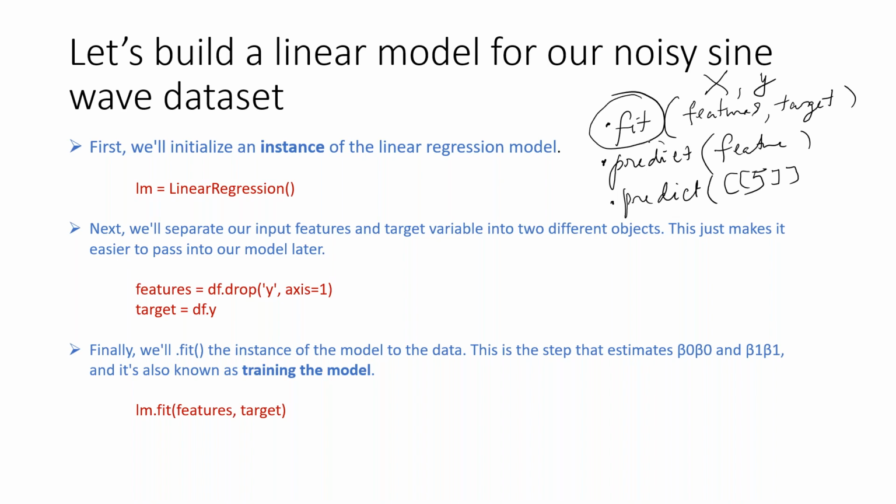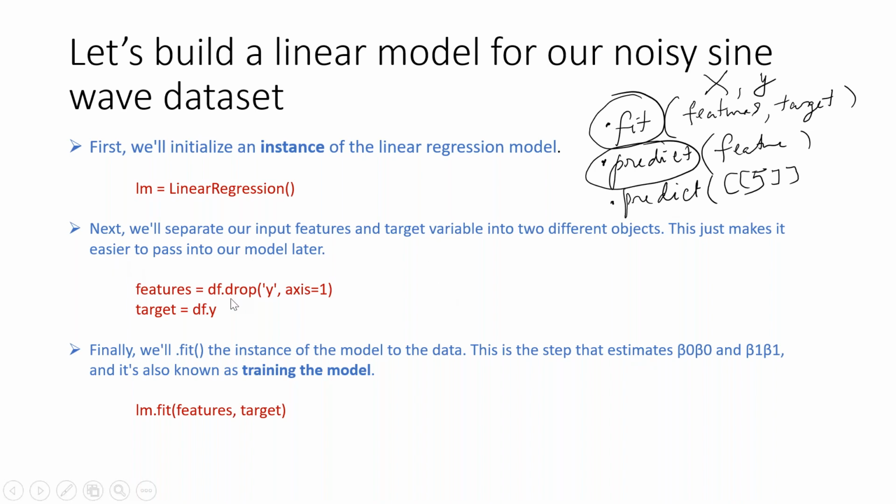There is dot fit and dot predict, and also there will be some metrics that we will come to later, but these are important. So dot fit requires me to give two arguments: features, comma, target. So I cannot pass my df directly. I have to first separate out from my df the features and then the target. That is what I will do always.